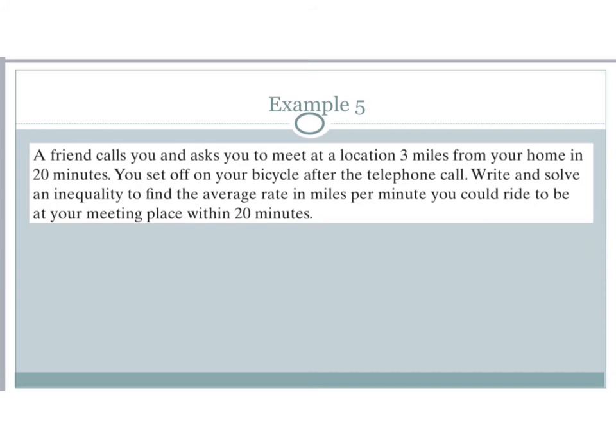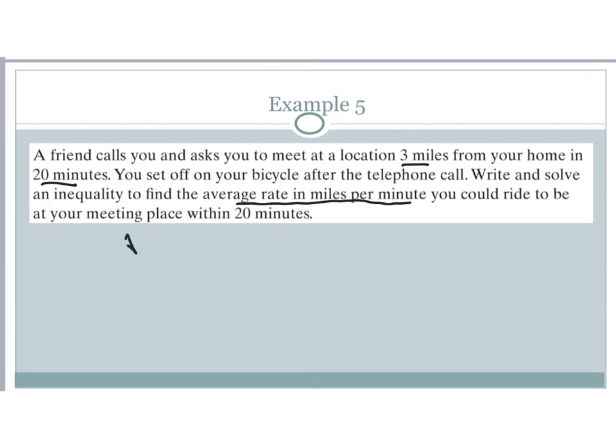And our last example says a friend calls you and asks you to meet at a location 3 miles from your home in 20 minutes. You set off on your bicycle after the telephone call. Write and solve an inequality to find the average rate in miles per minute you could ride to be at your meeting place within 20 minutes.